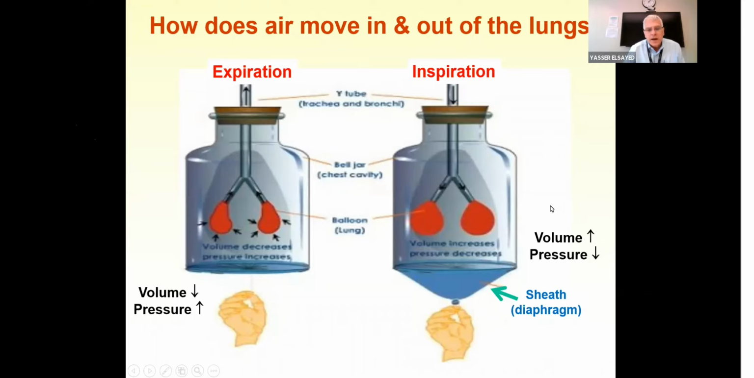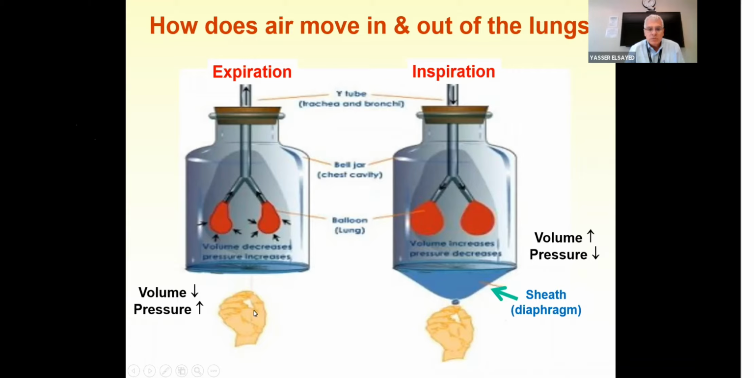This is an example of an experiment that explains very easily how the air moves in and out of the lungs. On the right side here, we have inspiration. We have a container that has two balloons. They're connected to the outside by a tube. And here on the bottom, we have a sheet that represents the diaphragm. So if you do this experiment, you pull this sheet down, and that will increase the volume inside this container. And because the volume increases, the pressure inside this container will go down, as we explained before, and it will become lower than the pressure outside. So the air will move in and will inflate these balloons.